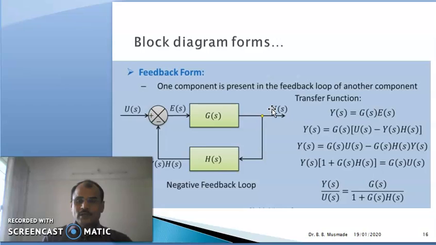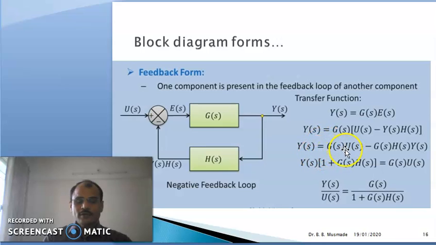To understand or analyze this loop, you have to write 2 equations. First, estimate the output. Y of S is given as G of S into E of S, which is the error information after the error detector. In this square bracket, the equation for the summing point is written, which is the difference between these two pieces of information: U of S minus the information coming back, which is fed back to the error detector.